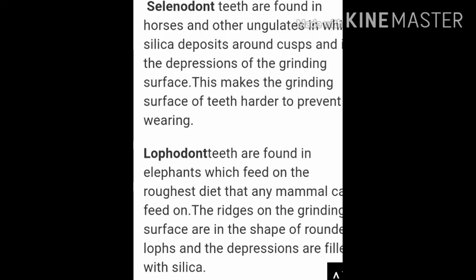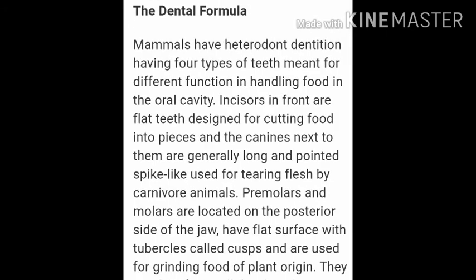Lophodont teeth: the cusps join to form ridges called lophs, which are intricately folded to form sharp transverse ridges covered with enamel. Between the ridges is dentine, and they are used for grinding plants. For example, lophodont teeth are present in elephant. And the number of teeth that is present in each animal is specific.